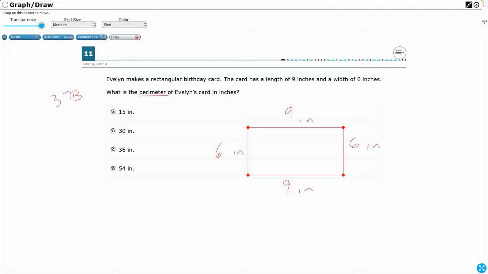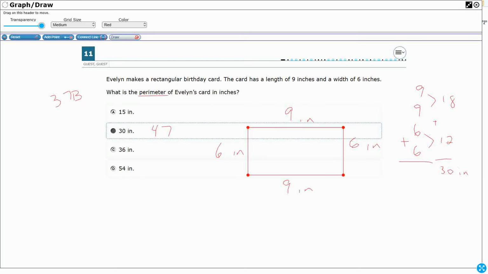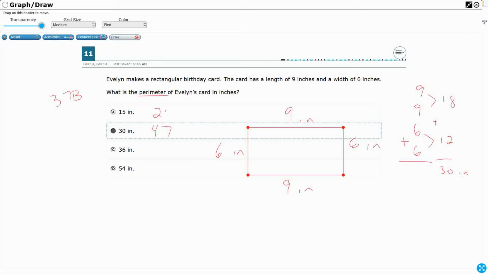So really, we're just going to take these numbers, right? We're going to take 9 and 9 and 6 and 6 and add them up. So those two make 12, those two make 18. 18 and 12 is going to make 30. So 30 inches is going to be our perimeter, and only 47% of our students, not even half, were able to get this. And look, we had 24% choose A, 24% choose B. Not many students choose C.